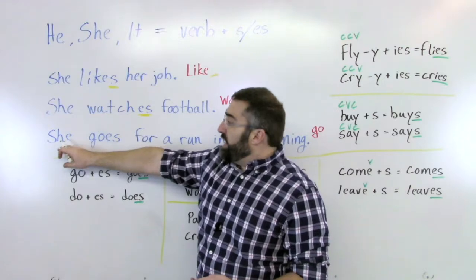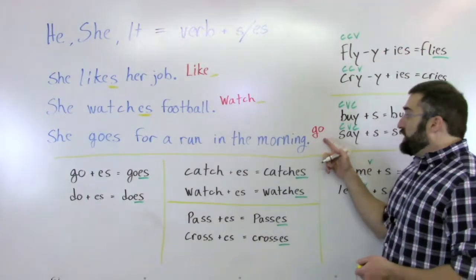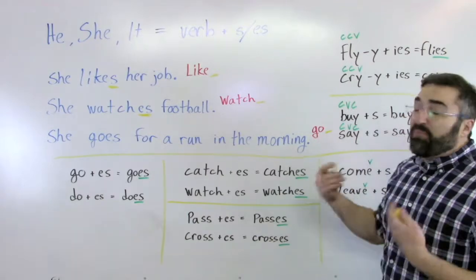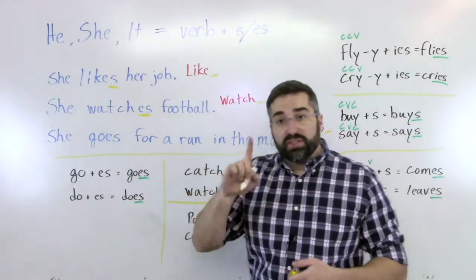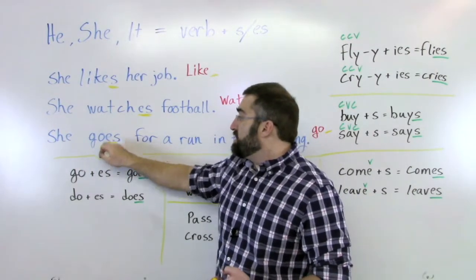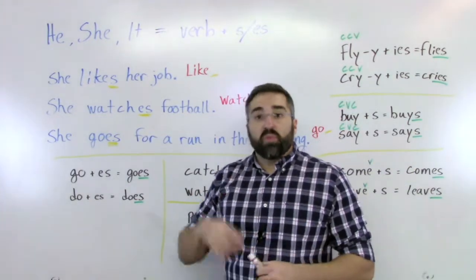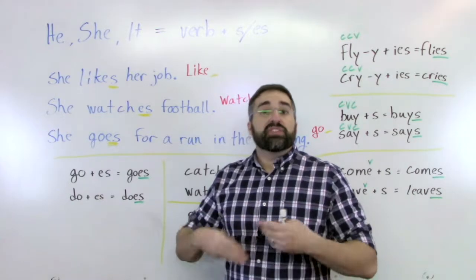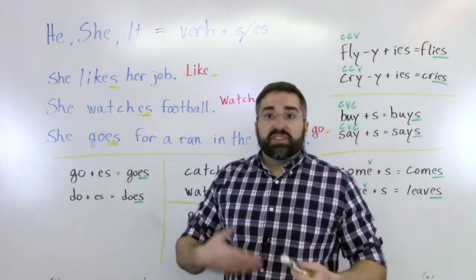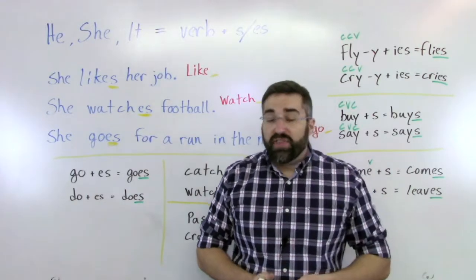So we then end up with she goes, right? She goes for a run in the morning. The verb is go, okay? This is my verb. There's no ES or S there, but because it's one person singular, we need to add that ES to it. She goes. So we change the forms of these words when it's one person, he, she, or it, that is doing things in present simple. So it's like to say a habit maybe, or to say what they do normally. It's quite often that we use these.